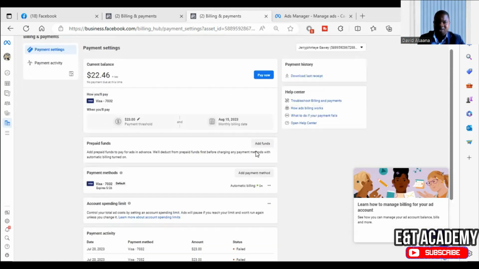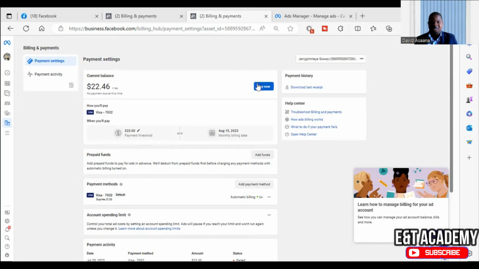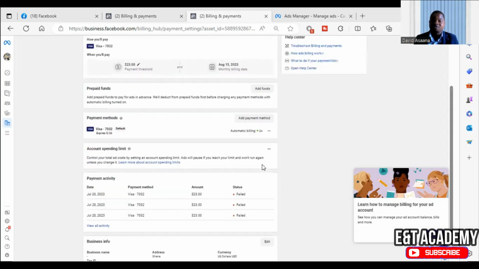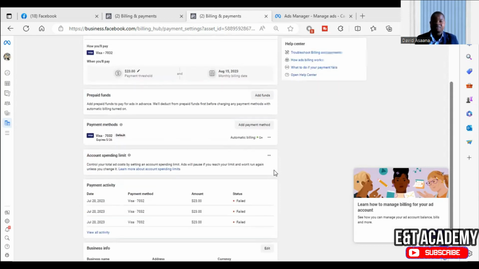Remove the account spending limit. Then, as I said, you check how much money they are trying to deduct and make sure there's more than that money. In some cases, the amount Facebook is trying to deduct is in a different currency from your primary payment method, or the debit card of your bank.